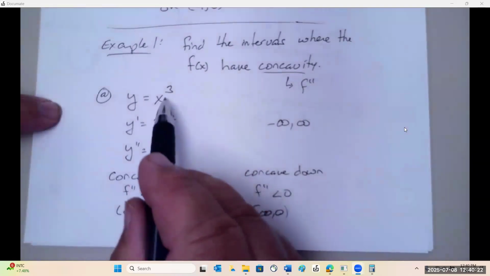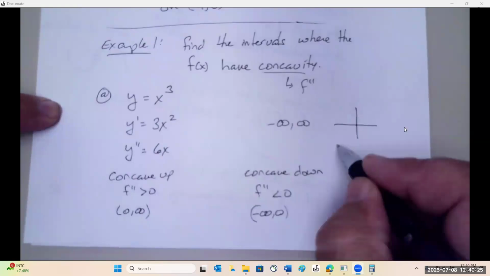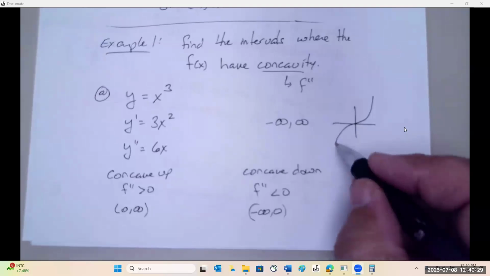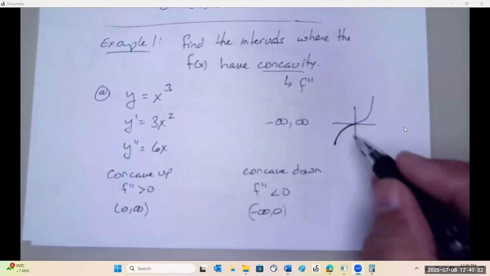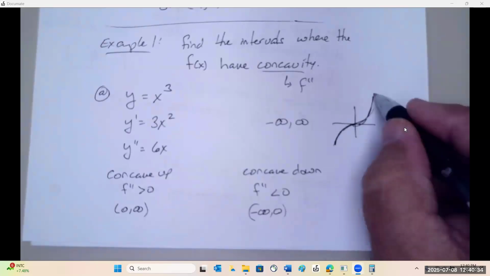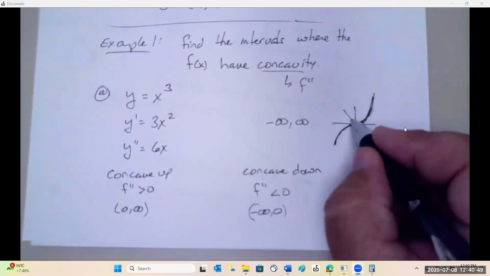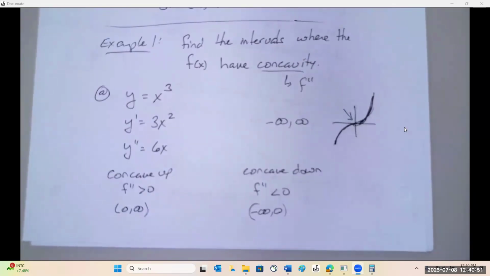Well, it's a cubic function. What is the graph of the cubic function? If you look at that, this is concave down. This is concave up. And you notice the point they share. What's the point they have in common? At zero. This is a special point. That's the point of inflection. The point of inflection is where it changes concavity, up to down.